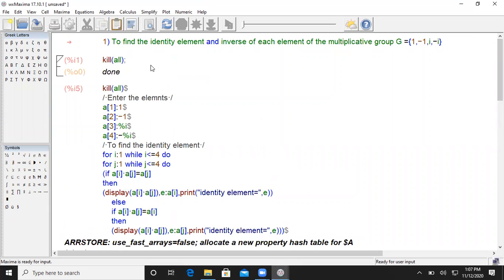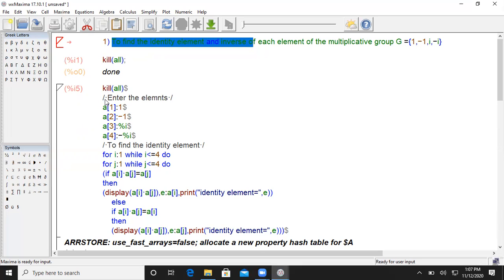For the next part, let us see once again what I have taught here. I'll explain it one more time. To find the identity element and inverse of each element of a multiplicative group, G = {1, -1, i, -i}.